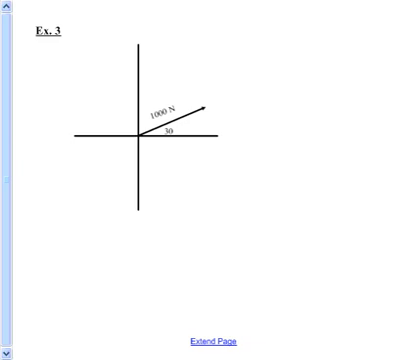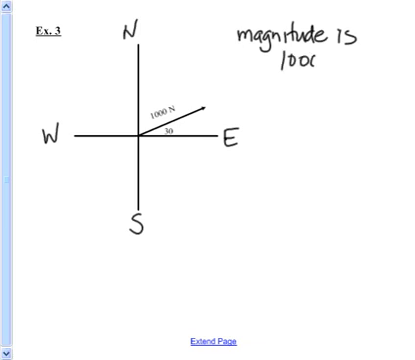Example number 3. We are looking at a vector compared to an XY grid. Let's mark our north, south, east, and west, in case we forget. West, east. This is a vector because it has both magnitude and direction. Its magnitude is 1,000 newtons. This vector represents a force. Its direction is 30 degrees.